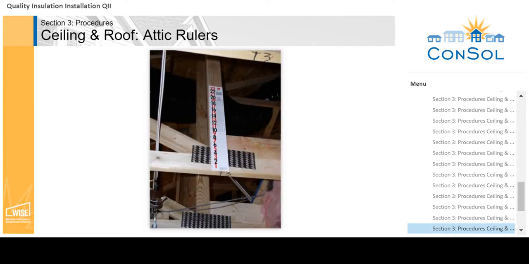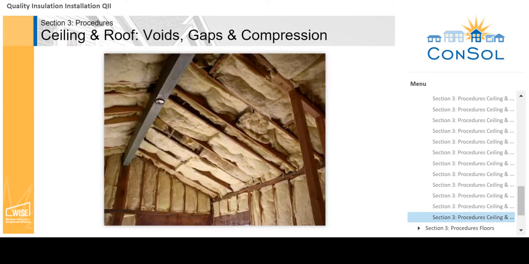Attic rulers that are installed should be placed on a section of the truss even with the bottom. Space them out so there is one for every 250 square feet of attic area. Rulers are most easily installed and verified if done prior to the installation of the ceiling drywall. Ceiling batt insulation needs to be sized so that voids, gaps, and compression are minimized.